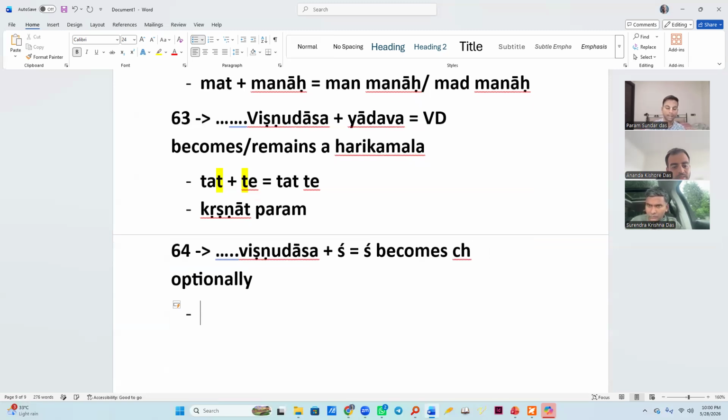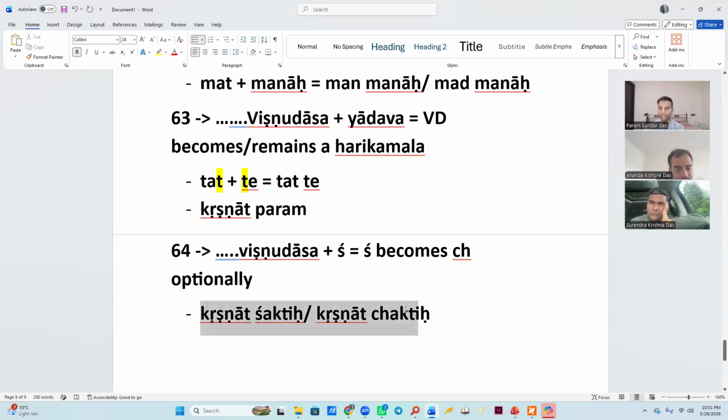For example, Krishnat Shakti. So once it remains like this, Krishnat Shakti, and once Krishnat Sh becomes Ch, so Shakti. Krishnat Shakti, Krishnat Shakti.